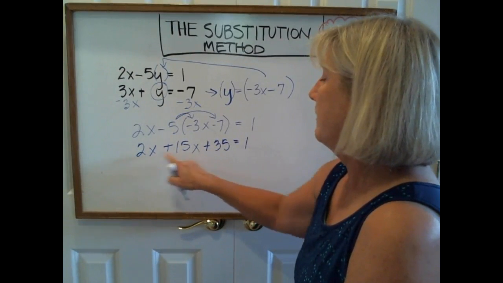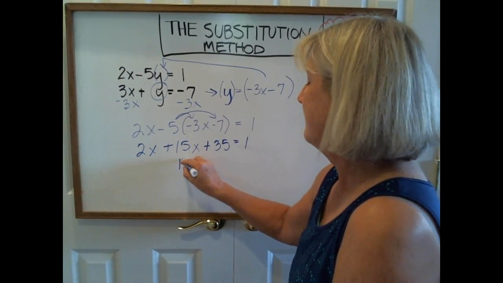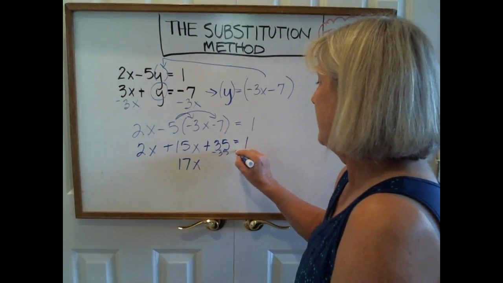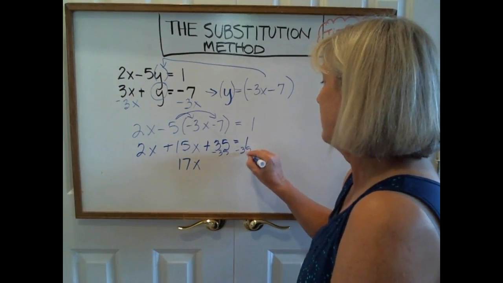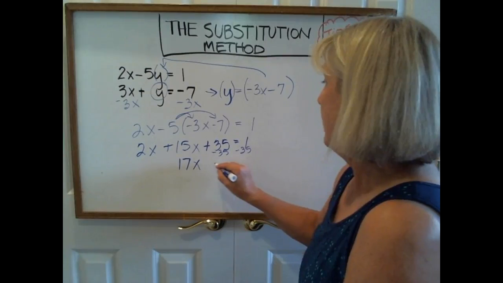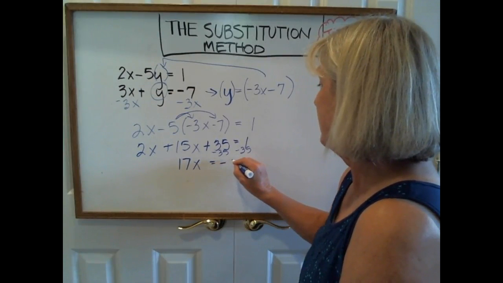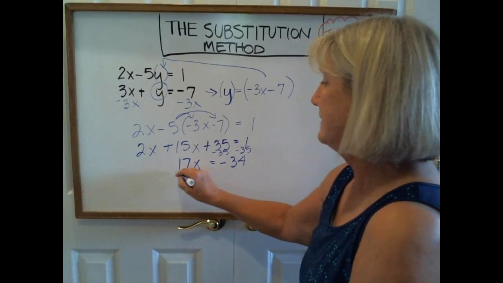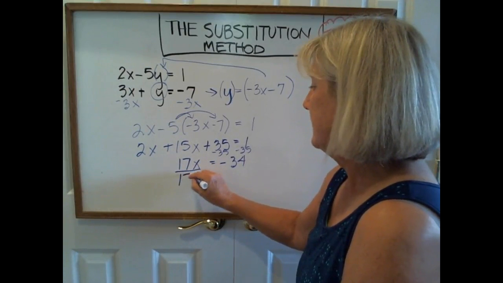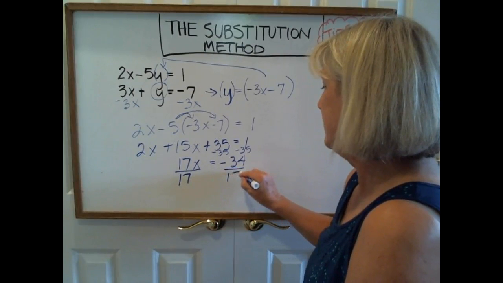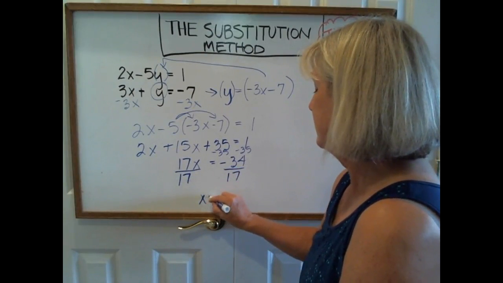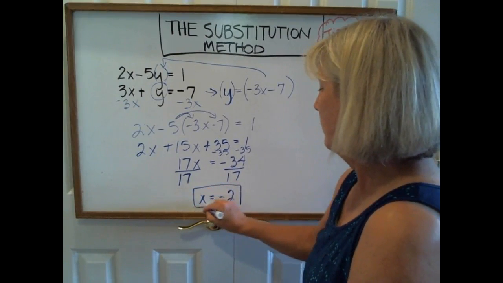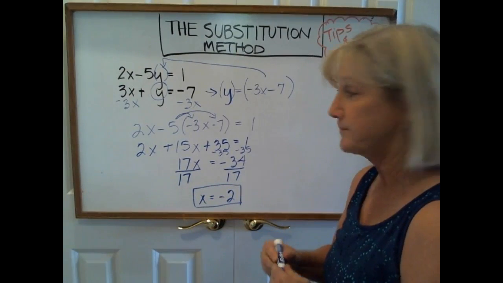So I'm going to combine these two, so this will be 17x, and then I'm going to subtract 35 from both sides. Notice I try not to do things in my head. And so this will equal negative 34. Our last step when we're solving for x is to divide by 17. So we get x equals negative 2. And that's one of our answers right there.